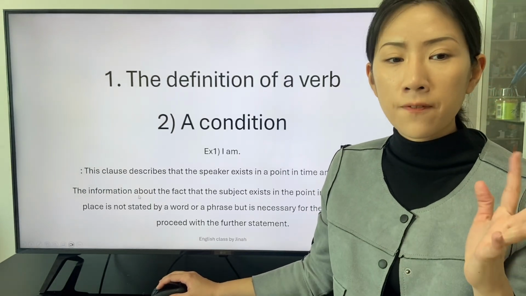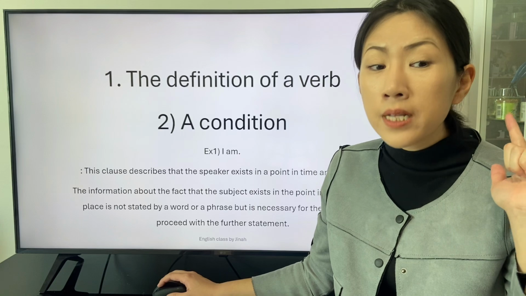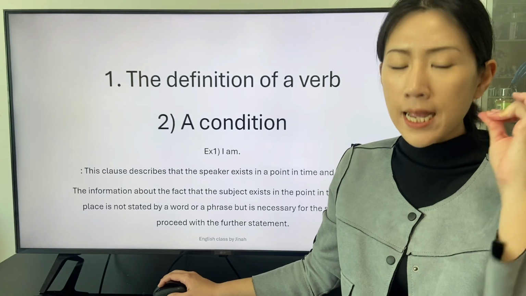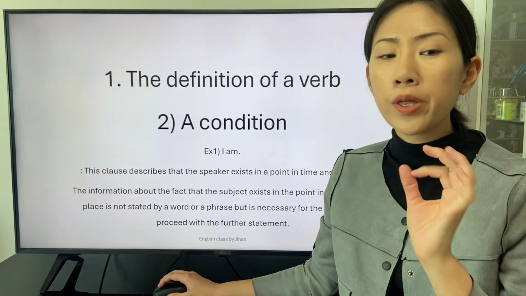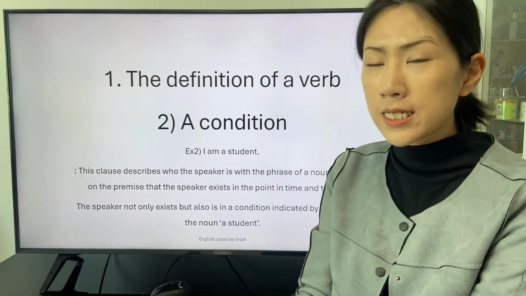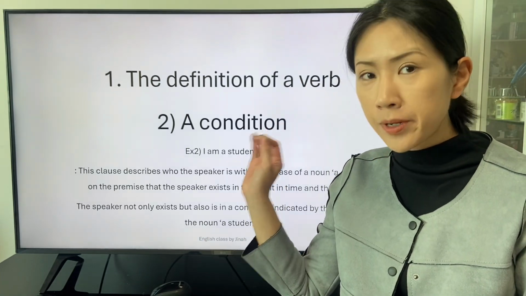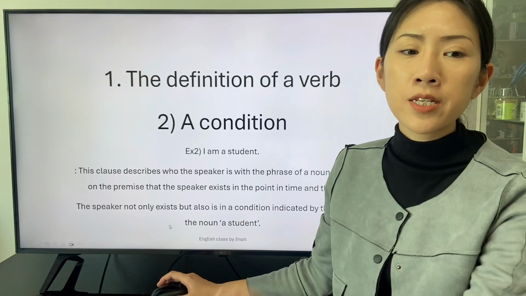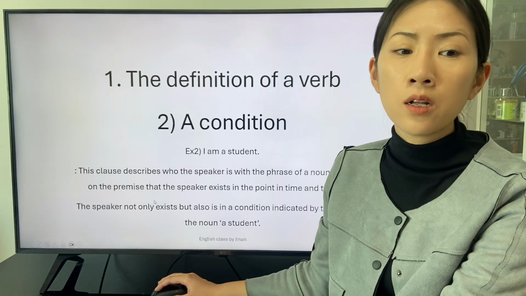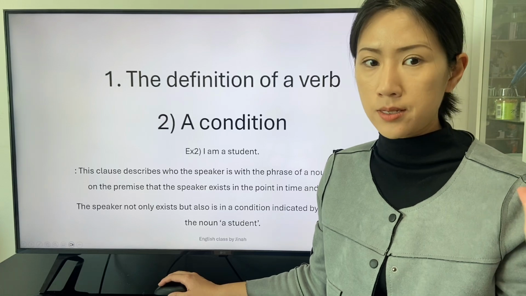The information about the fact that the subject exists in the point in time and the place is not stated by a word or a phrase, but is necessary for the speaker to proceed with the further statement. The second exemplary clause describes who the subject is with the subjective complement a student. This clause describes who the speaker is with the phrase of a noun, a student, on the premise that the speaker exists in the point in time and the place.